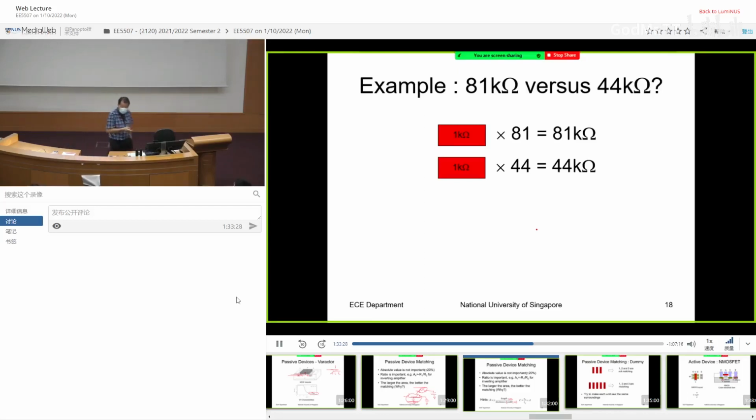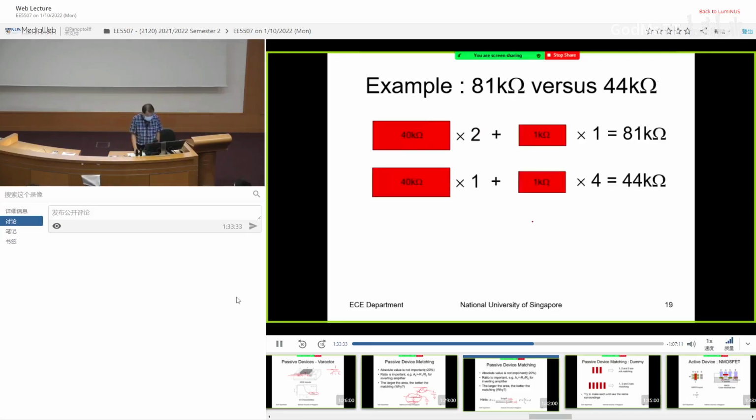Okay? But that is not the right way. That is not the right thinking. The right thinking should be like this. 81K, let's rethink. 81K consists of 80K plus 1K. 44K consists of 40K plus 4K. Now, if I can match the 40K, very good. 40K, if matched to 1%, the variation is 400. Right? 1K, you match to 1%, 10 ohm. Right? 400 versus 10 ohm.